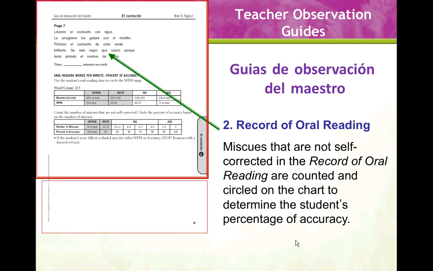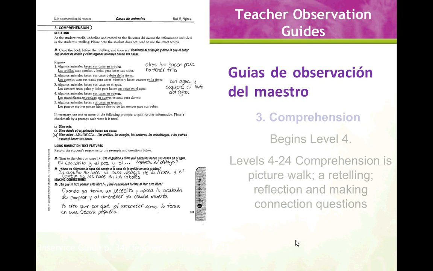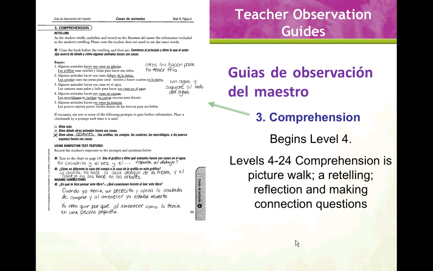It's really important to know that at this point, if the student's accuracy or fluency fall below the shaded area, you're to stop and drop to a lower level, so you don't go on to the comprehension piece. The third part is called the comprehension, which we talked about earlier.